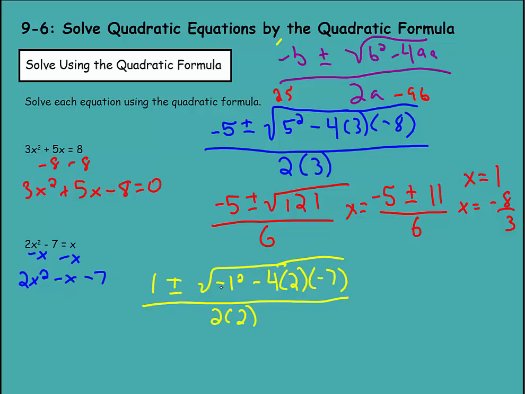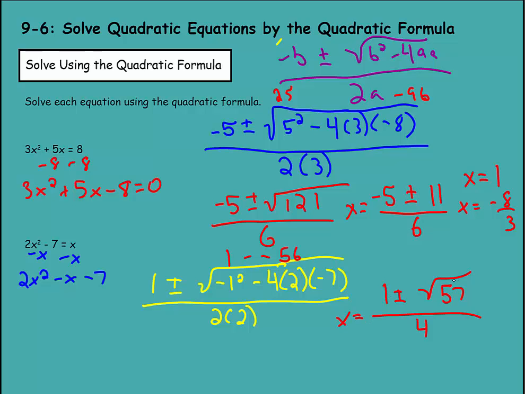If we do our math here, negative 1 squared is positive 1, minus 4 times 2 times negative 7. That's going to be minus negative 56. So this is like 1 plus 56. So this would give us 1 plus or minus the square root of 57 over 2 times 2, which is 4. So this is all going to equal x here.